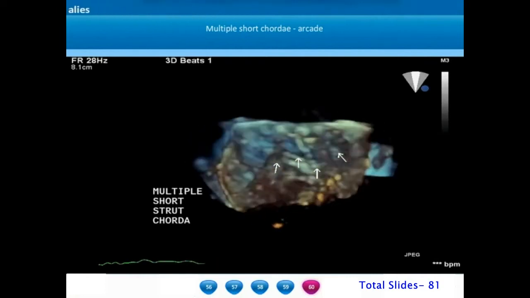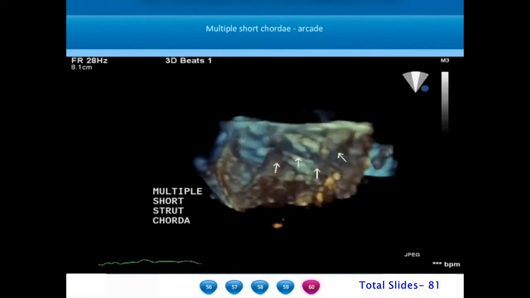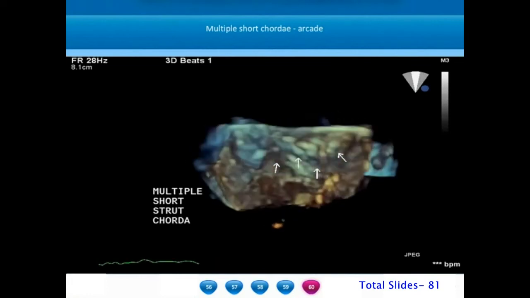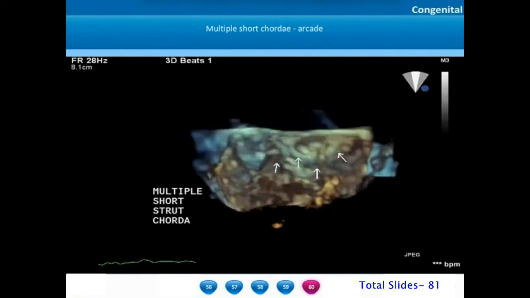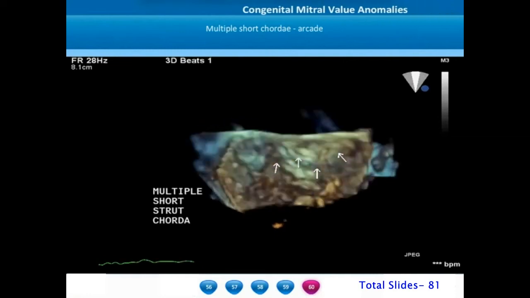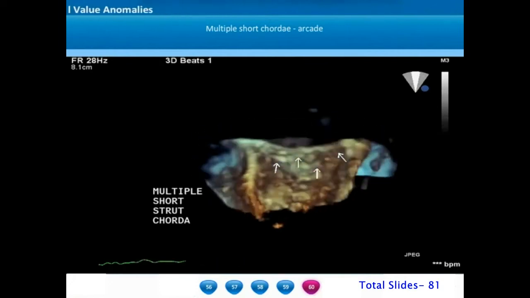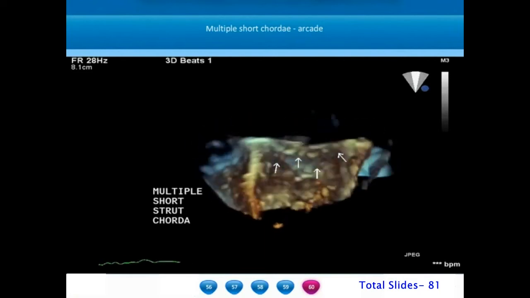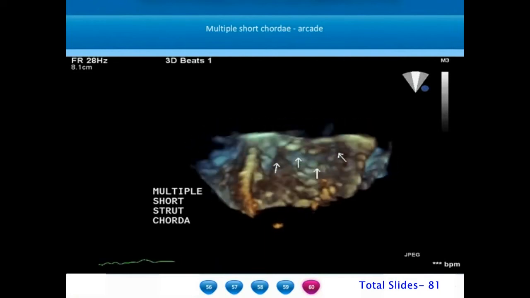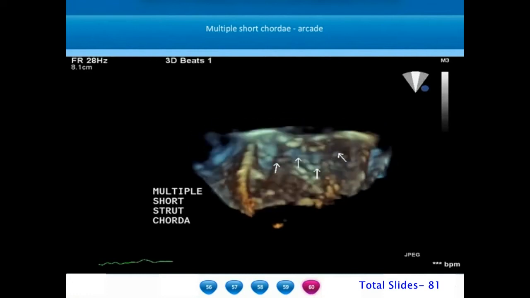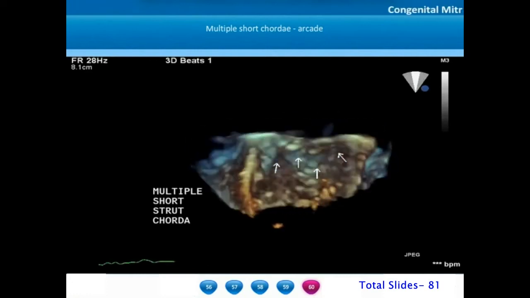We can see that in this three-dimensional echocardiogram, after we crop off the anterior wall of the left ventricle, we visualize the posterior mitral leaflet. We can also see that there are multiple small shortened papillary muscles seen on the posterior wall of the left ventricle with small chordal apparatus, all getting inserted to the ventricular surface of the posterior mitral leaflet, shown by these arrows.